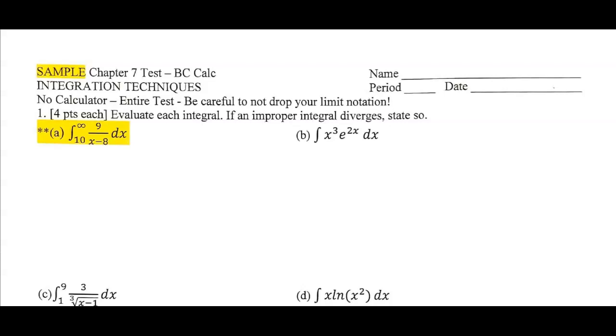All right, this video, or this series of videos, is going to be a little bit different from normal. I am going to take an old BC Calculus test. This is one that would usually be the first unit in the BC specific stuff, where you learn new integration techniques that you didn't learn in AB.